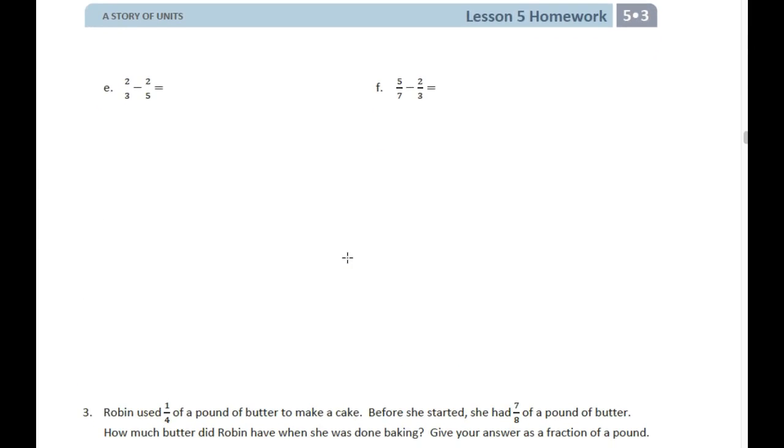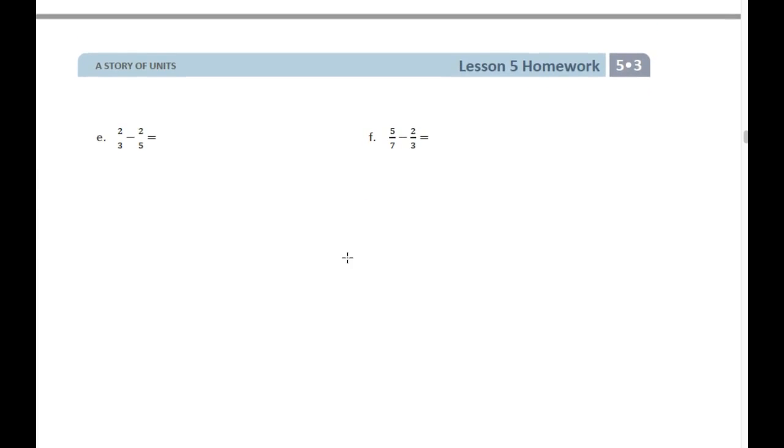Let's go to F. We'll do the hardest one. So on this one, we have 5 sevenths and 2/3 that we're taking away. So we'll make our first one. Here's our second one. And then we're going to make this into sevenths, so it's going to have 6 lines.